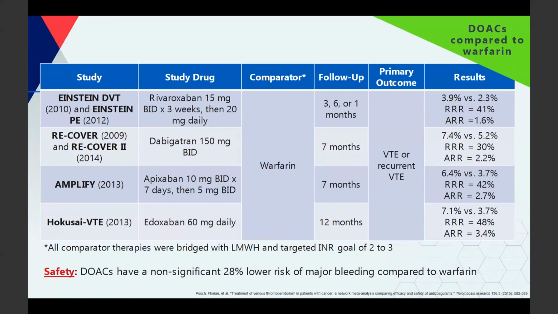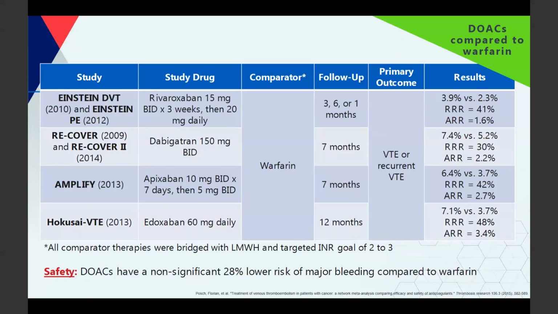And so if you're interested, this network meta-analysis did complete an indirect network comparison between DOACs and low molecular weight heparin as well. And so we have our 4 trials here. The Einstein trials assessed rivaroxaban use. The Recover trials assessed dabigatran use, and the Amplify trial assessed apixaban use, and the Hokusai VTE trial assessed edoxaban use. In all of the trials, DOACs were compared to warfarin, again bridged with low molecular weight heparin, and targeted an INR of 2 to 3.